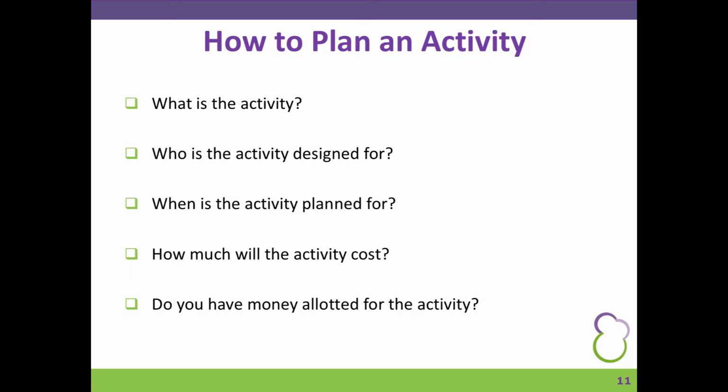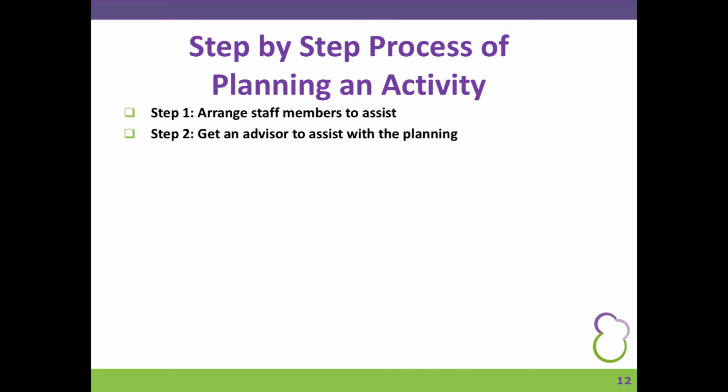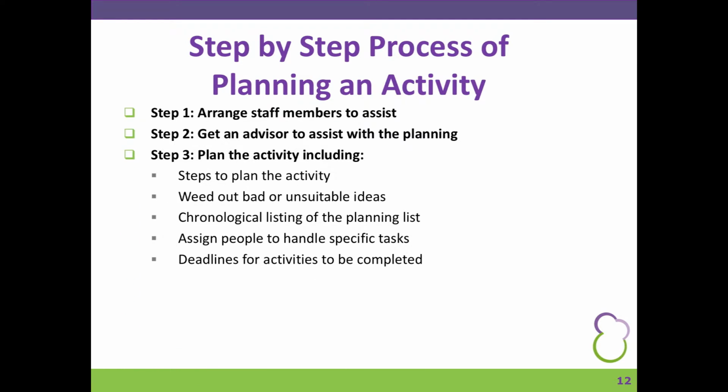When planning an activity, there are 4 steps that we should follow. Step 1, arrange staff members to assist in the planning process. Step 2, get an advisor to assist with the planning process. Step 3, plan out the activity, including outlining the steps in the plan of the activity. Weed out any bad or unsuitable ideas. Sort out what needs to be done in chronological order.